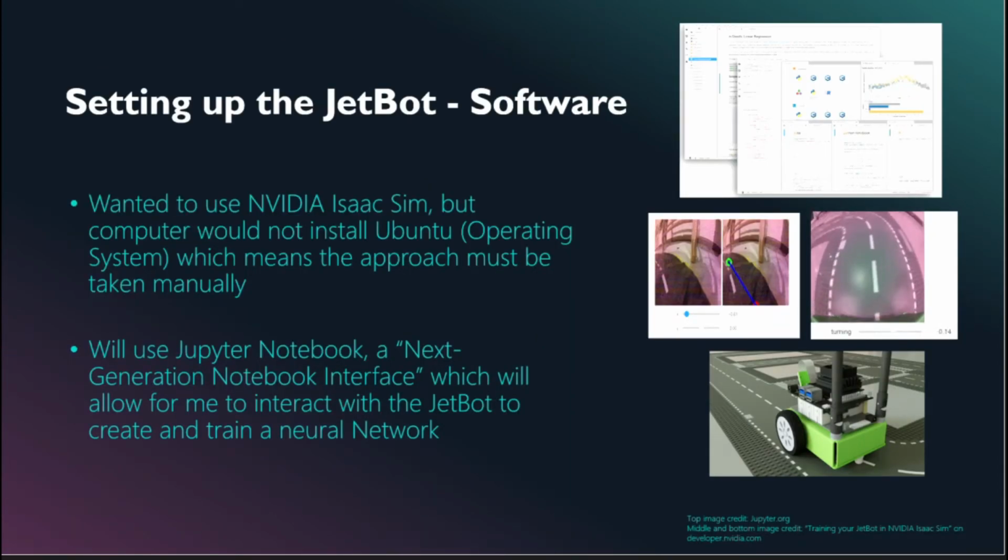So, setting up the Chatbot software. For setting up the software, I originally wanted to use NVIDIA's Isaac Sim training software, but I was unable to install it. Instead, I had to take the manual approach and run Jupyter Notebook, which will allow me to tell the Chatbot what to do. As you can see here, this is what the Chatbot sees.